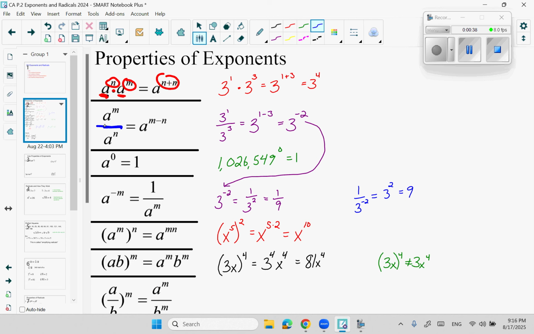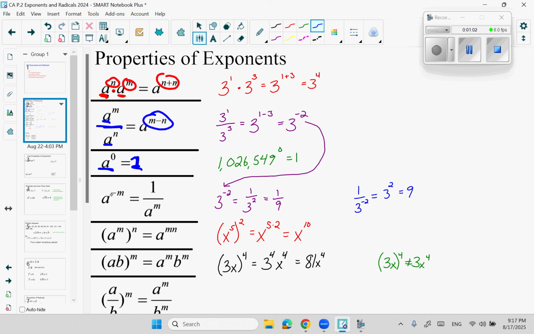If I divide by the same base number, I subtract the exponents. So here, I would get 3 to the power of 1 over 3 to the power of 3. 1 minus 3 gives us a negative 2. And let's hold on to that negative idea. Anything to the power of 0 is always, always, always 1.